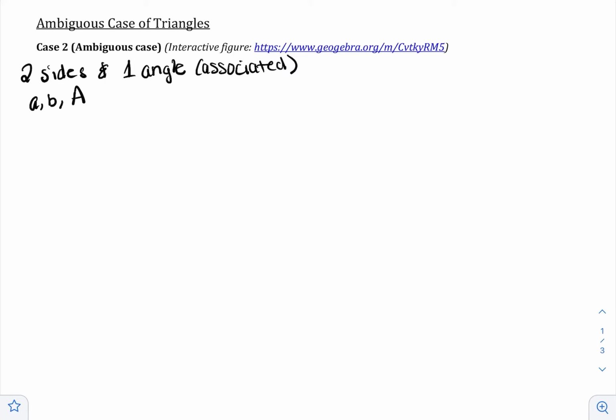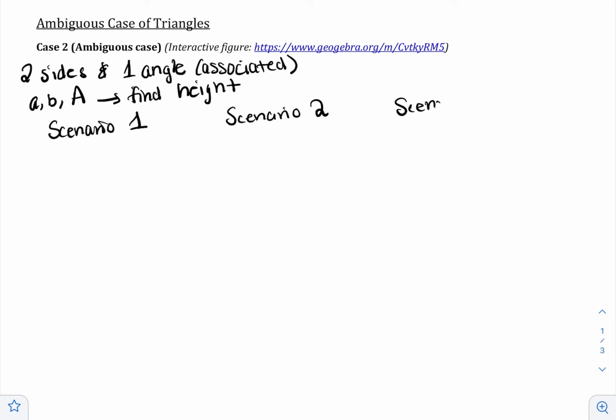Anytime that you are in the ambiguous case, what you're going to need to do first is to find the height of the triangle. Depending on the height and on how the two given sides compare, you are going to have either 0 triangles, 1 triangle, or 2 triangles. Hence the name ambiguous. So you're going to have 3 different scenarios: scenario 1, scenario 2, and scenario 3.